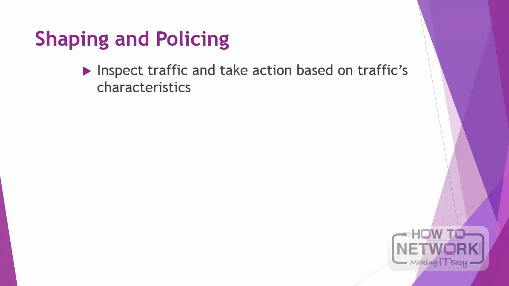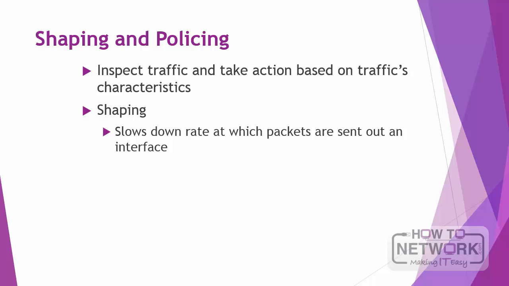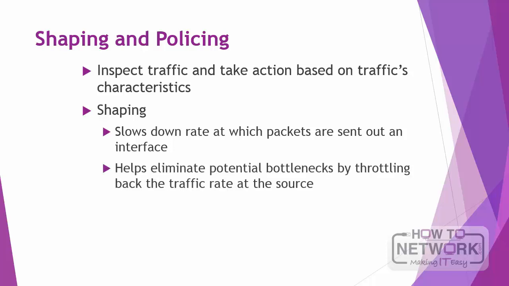Now that we've talked about queuing, let's talk about traffic shaping and policing. Traffic shaping and policing are mechanisms that inspect traffic and then take action based on the traffic's characteristics, such as DSCP or IP precedence bits set in the IP header. Traffic shaping slows down the rate at which packets are sent out an interface by matching certain criteria. Traffic shaping uses a token bucket technique to release the packets into the output queue at a pre-configured rate. So this helps eliminate potential bottlenecks by throttling back the traffic rate at the source.